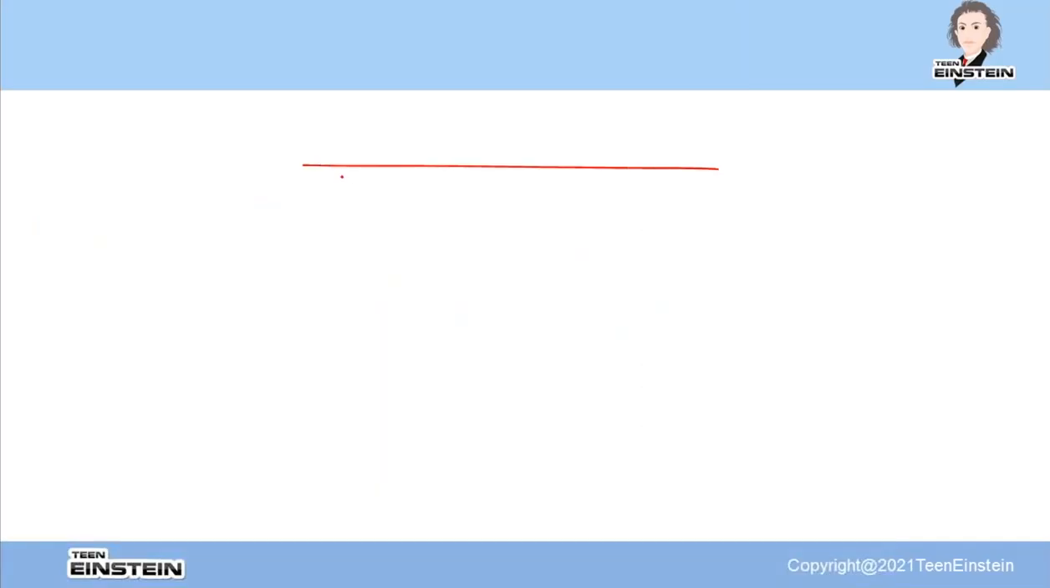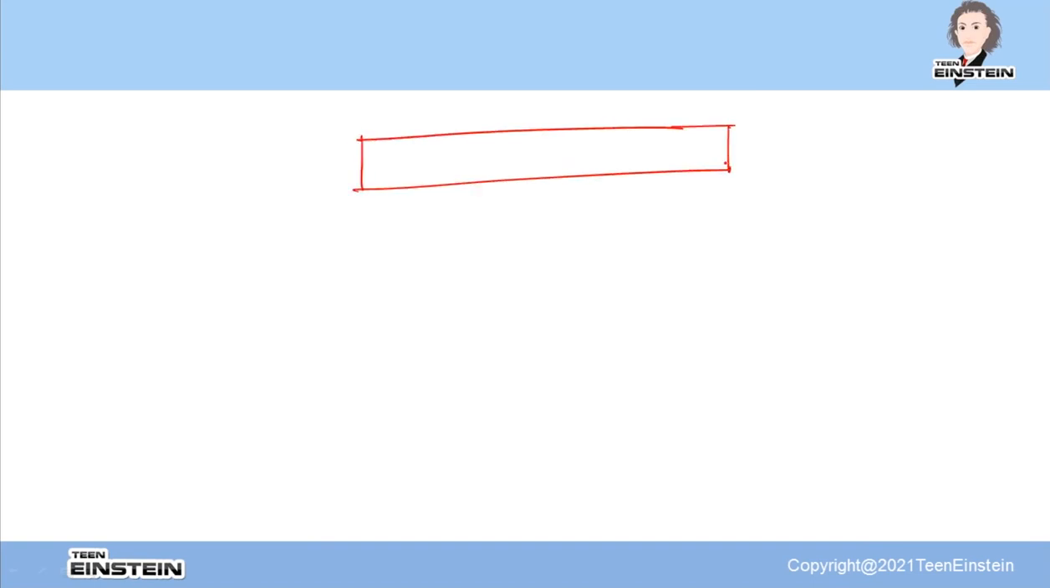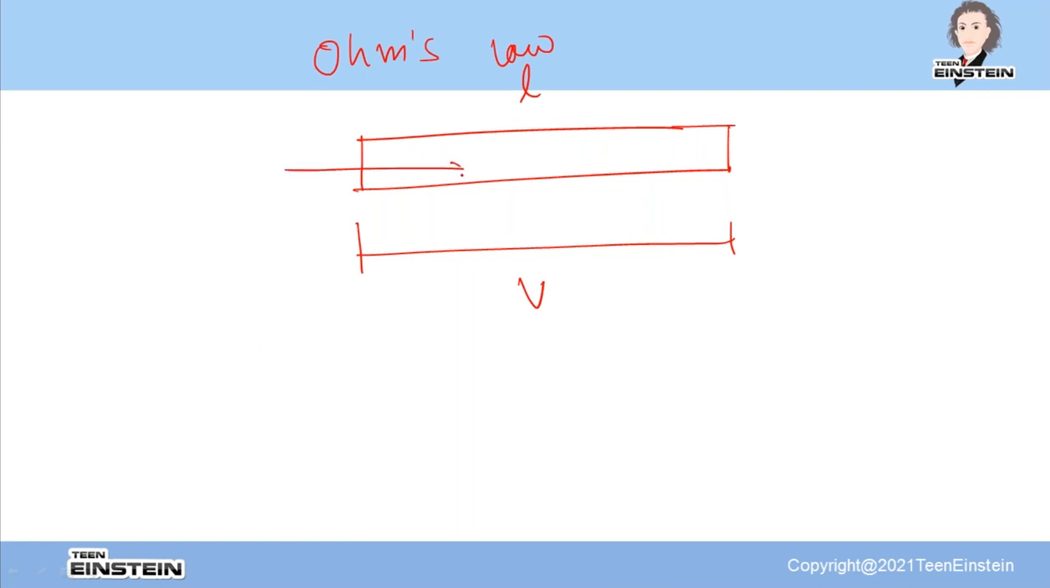So suppose I have a piece of conductor here having length L, and the potential difference across this is V. Now we are learning Ohm's law. What Ohm actually discovered is, suppose the current flowing through this is I. He had seen that V is proportional to I.